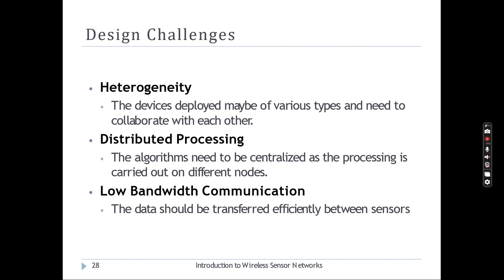Next, low bandwidth communication. The data should be transferred efficiently between sensors. As far as a wireless sensor node is concerned, unlike internet devices, it does not send big data. It simply sends simple data like humidity, heat, as well as vibration. These simple data only it senses, so it needs merely a limited amount of bandwidth. Generally, bandwidth is the amount of data that can be sent, so this is low bandwidth. One design challenge is none other than low bandwidth communication.